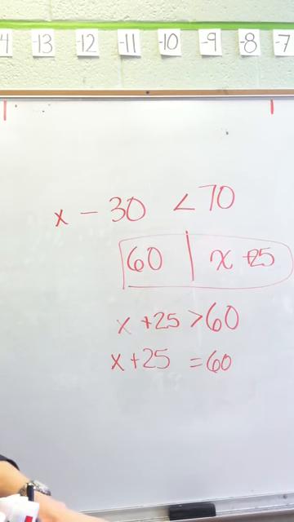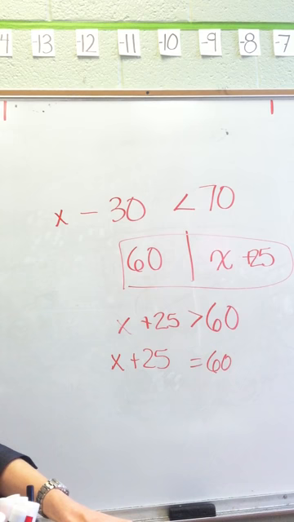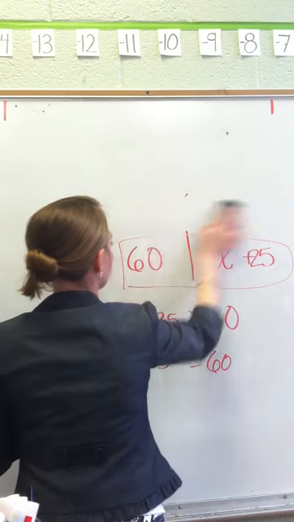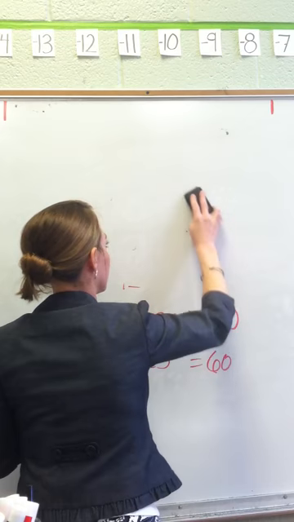Number 3. Deborah's bowling score was 8 less than half of Lydia's score. All right, let's do the second part first. Less than 95.